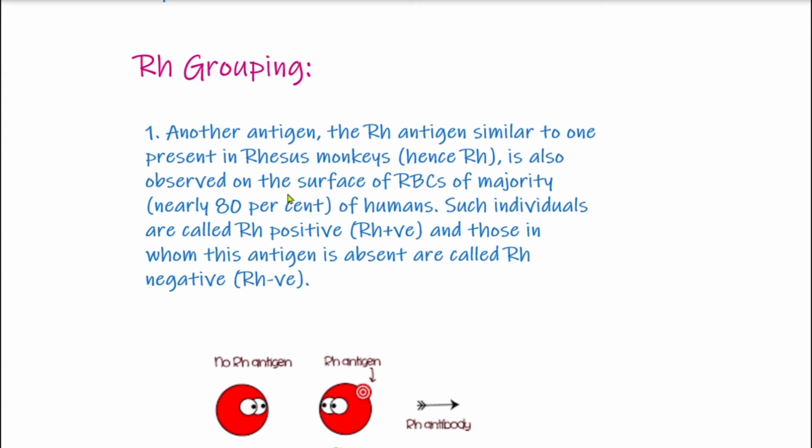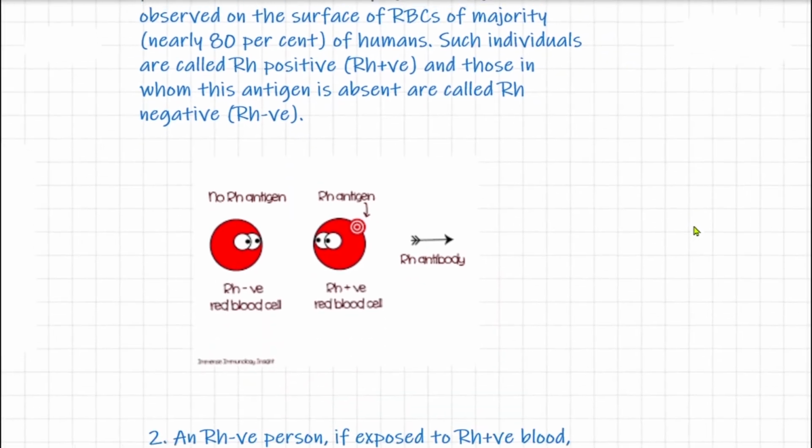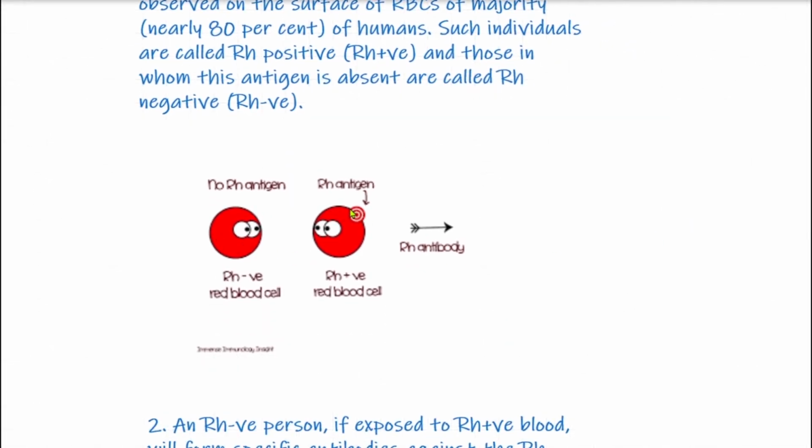It is also observed on the surface of RBCs of the majority of humans. 80% of the humans are RH positive because their RBCs carry this RH antigen. The remaining 20% individuals are RH negative because their RBCs do not have this RH antigen. So I have marked this RH antigen by this circle. This is the RBC of an RH negative person and this is the RBC of an RH positive person.